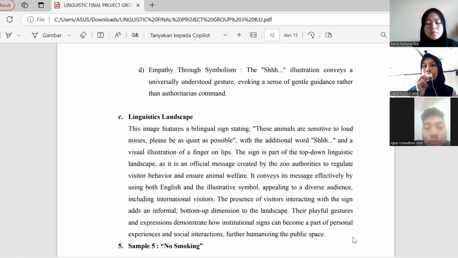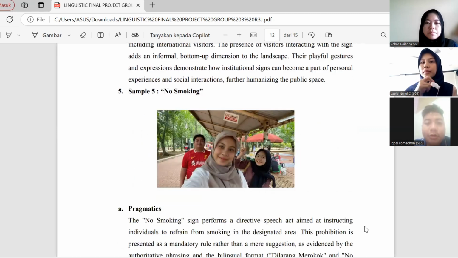C. Linguistic landscape. The image features a bilingual sign stating these animals are sensitive to loud noises. Please be as quiet as possible, with the additional word shh and a visual illustration of a finger on lips. The presence of visitors interacting with the sign adds an informal, bottom-up dimension to the landscape. Their playful gesture and expression demonstrate how an institutional sign can become a part of personal experience and social interaction, further humanizing the public space. Okay, last, sample 5, no smoking.